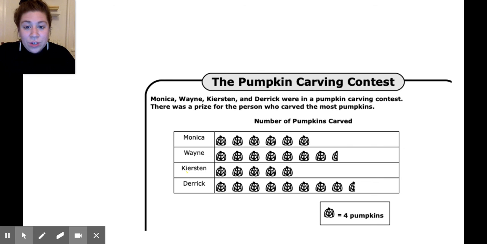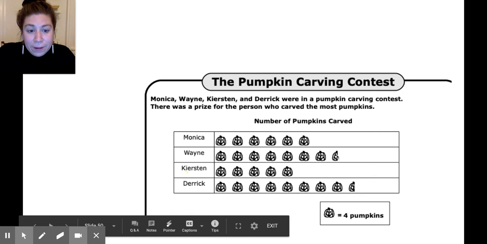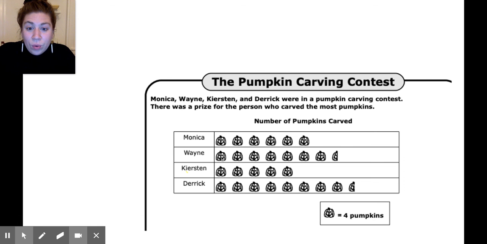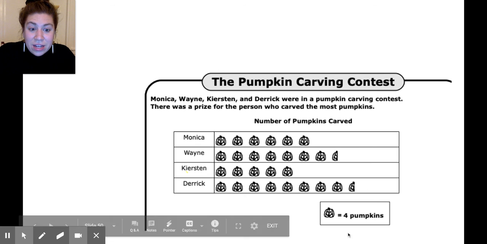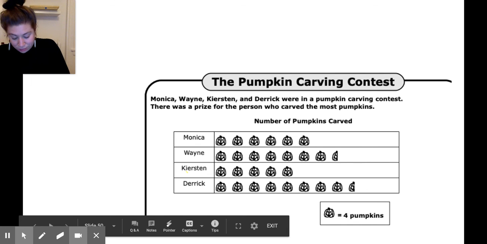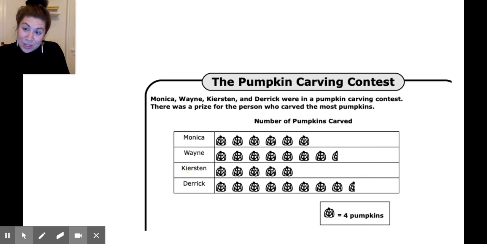How many did Wayne do? When you see half of a pumpkin like this, what is half of 4? If you were to cut that in half. 2. So the half pumpkins represent 2. So Wayne carved 1, 2, 3, 4, 5, 6, 7 times 4, which I know is 28, plus 2. Yep. Wayne carved 30 pumpkins.